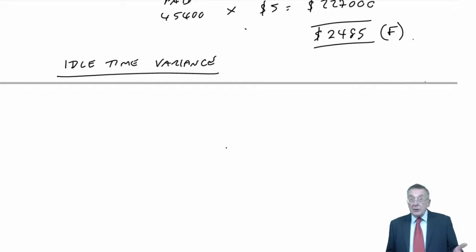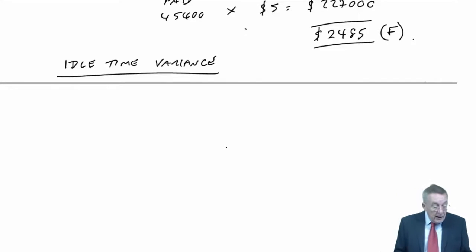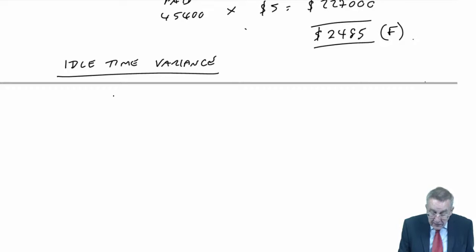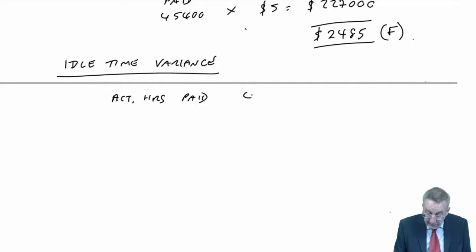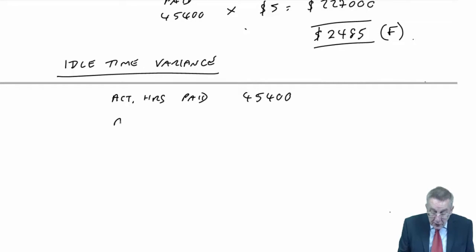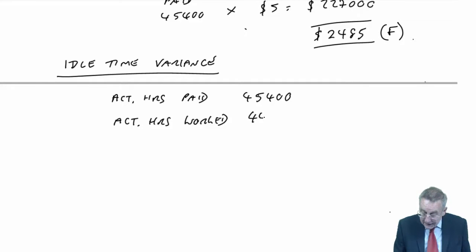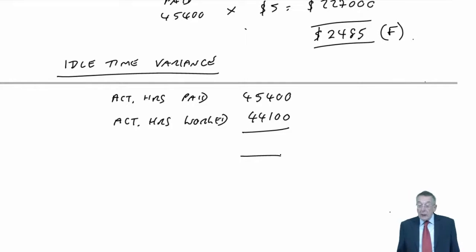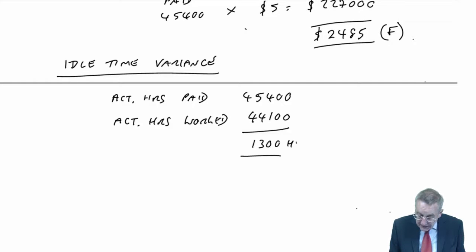And this is actually a very easy one because, if you've understood what I've said so far, it's almost automatic. We say, well, we want to know how much money we were wasting. You compare the actual hours paid, in hours, we paid 45,400. Compare it with the actual hours they worked, 44,100. And the difference, of course, are the hours when they weren't actually doing anything. So there were 1,300 hours idle.